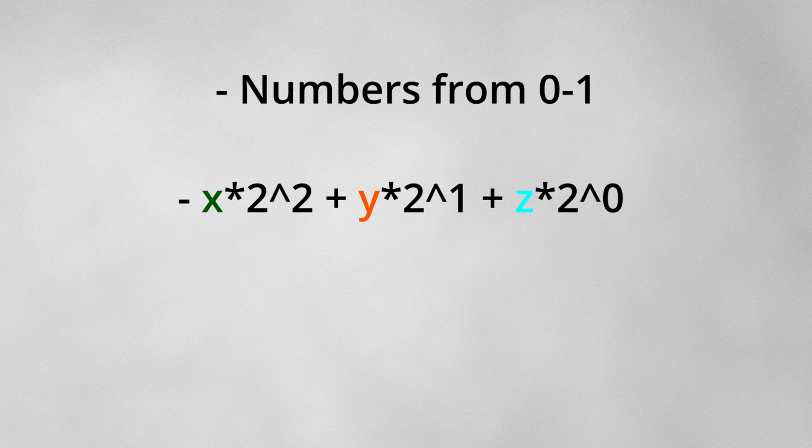The math would look like this. So we have x times 2 to the power of 2, plus y times 2 to the power of 1, plus z times 2 to the power of 0. And there we have it. We created our own system to represent numbers using only 2 digits, and this is so-called binary. Now we can continue this to our needed 4-bit.